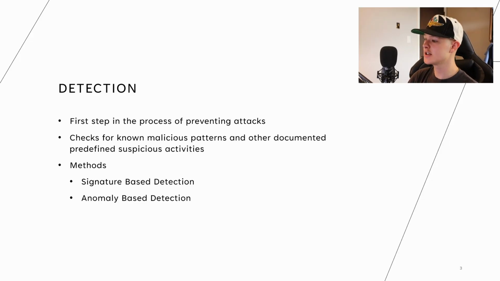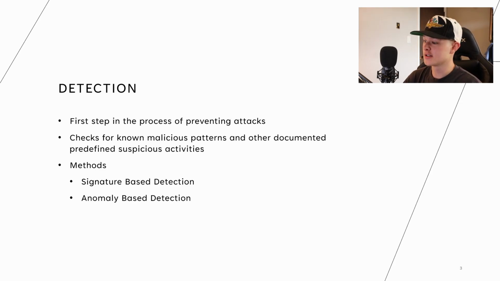So detection is the first step in the process of preventing attacks. Whether you're using an IDS or an IPS, an IDS is just an intrusion detection system that doesn't do any type of prevention, it more just alerts administrators and stuff like that. Both of those obviously have a way of detecting those attacks, because how would you prevent it if you didn't know what it was? So yeah, it checks for known malicious patterns and other documented predefined suspicious activities.